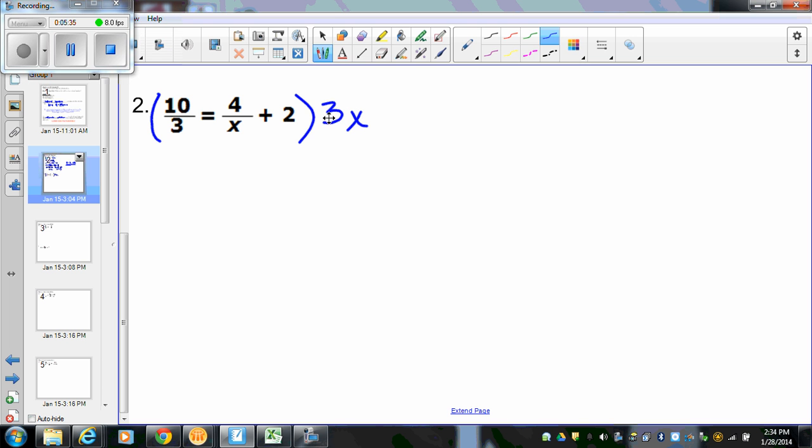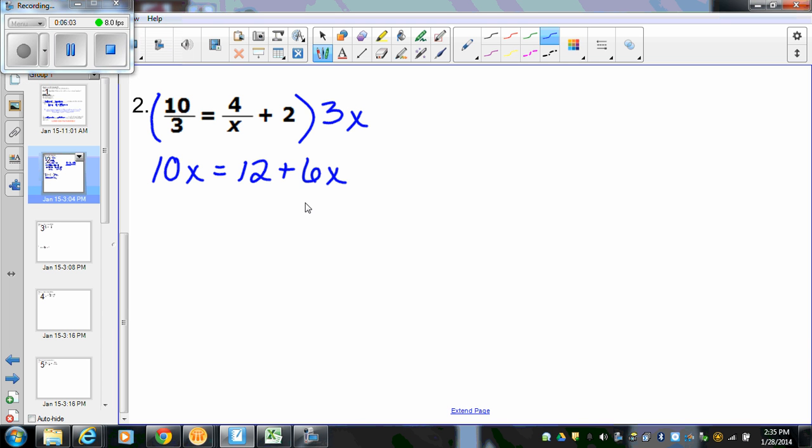10 thirds times 3x, well, the 3's are going to cancel, so I'm just left with 10 times x. 4 over x times 3x, the x's will cancel, so I'm just left with 4 times 3, which is 12, plus 2 times 3x is 6x. And now this problem's even easier than the last one because it's not even a quadratic. This is something you could have done, I don't know, 6th grade maybe?